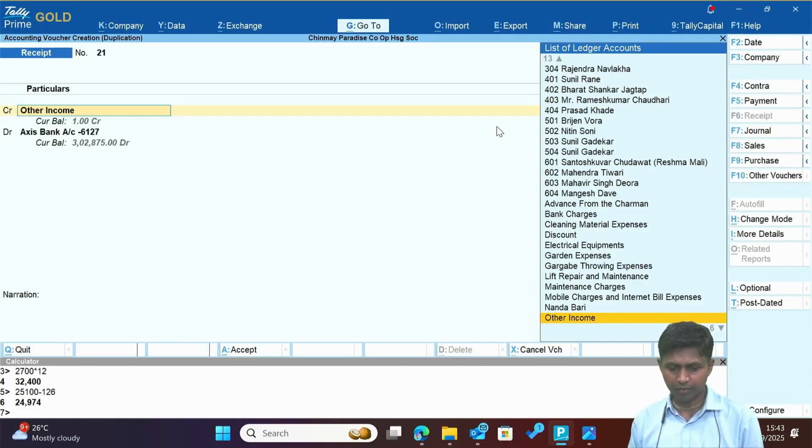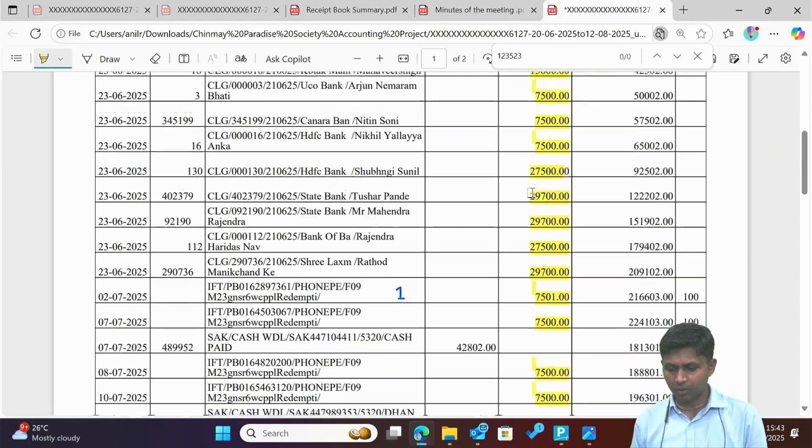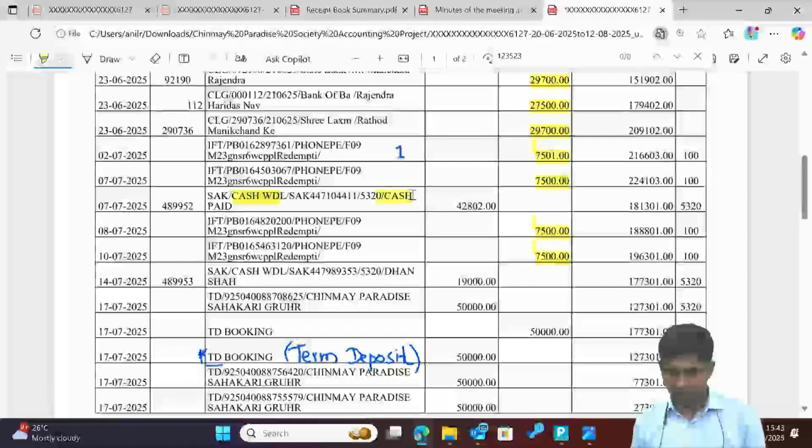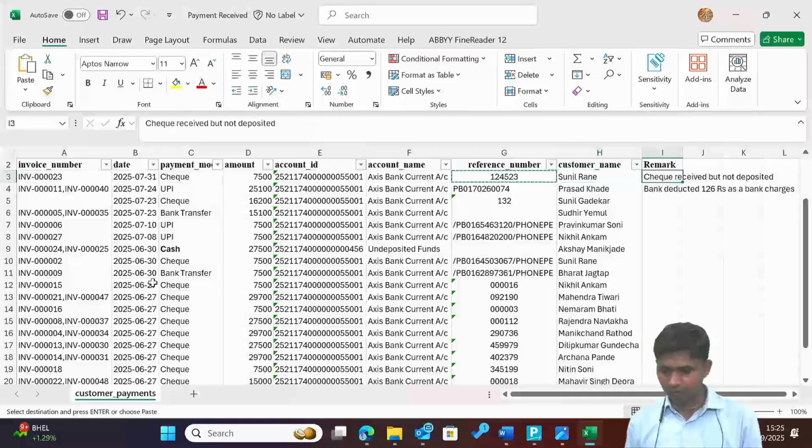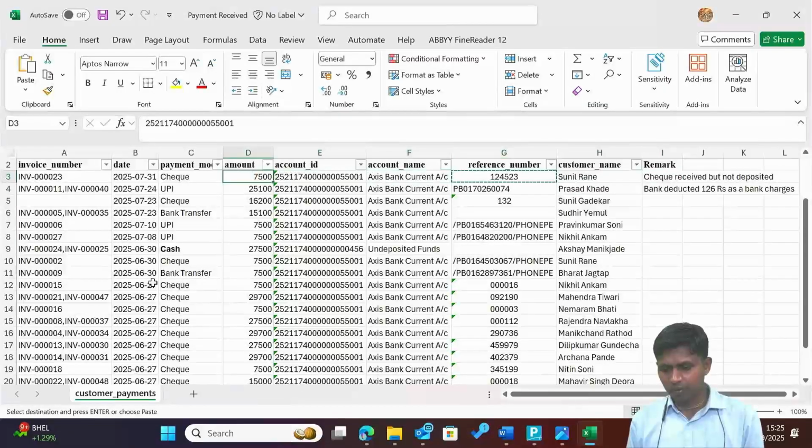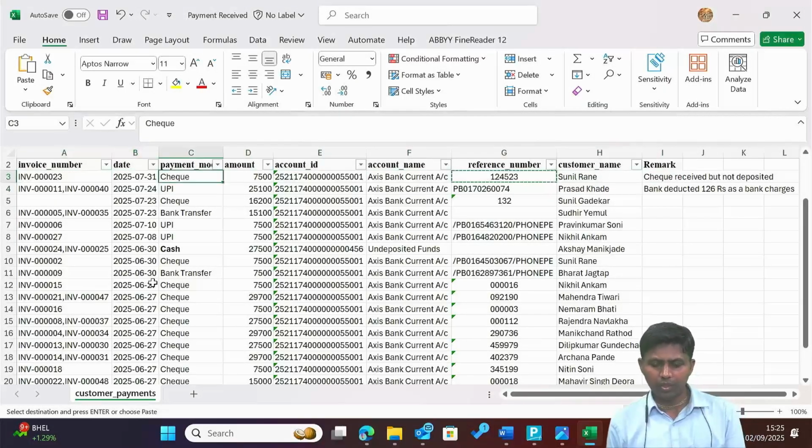This one rupee, one more time, therefore duplicate it with the Alt2 and accept it. No need to change the date because on the same date we have got the second rupee. Then after that, this is cash withdrawal. We check paid, check number 42,800. We have received the check, but not yet deposited.